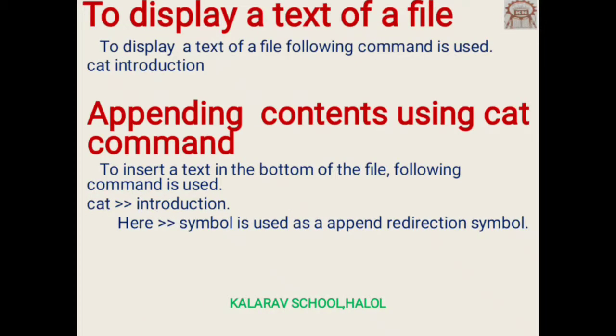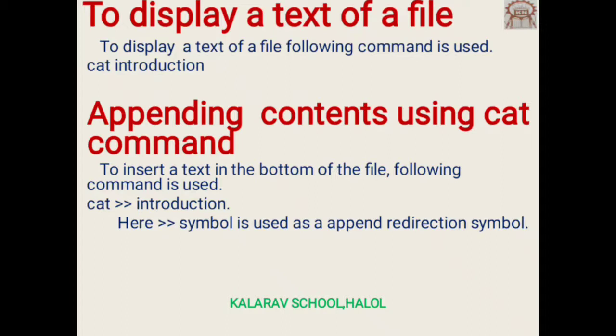To display the text of a file, the following command is used: cat introduction. If you want to display the text of your file, type cat space introduction on the command prompt and press enter.